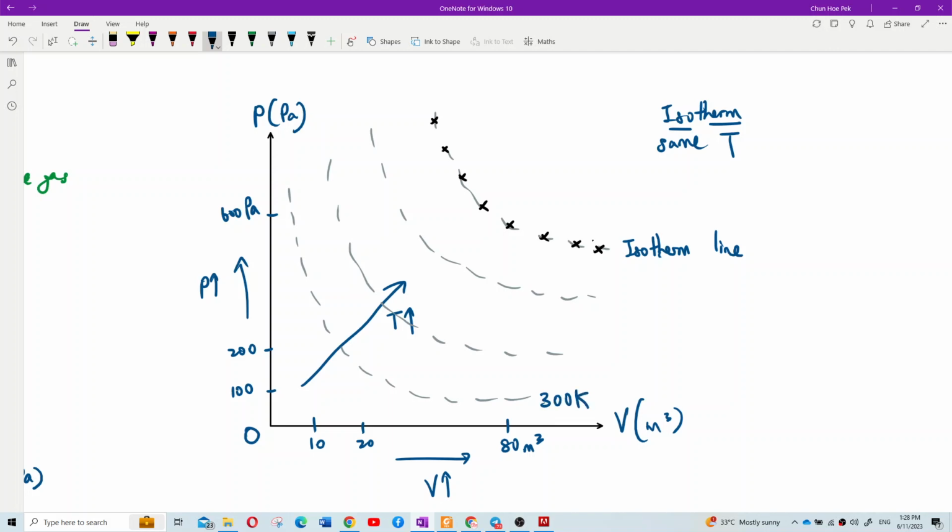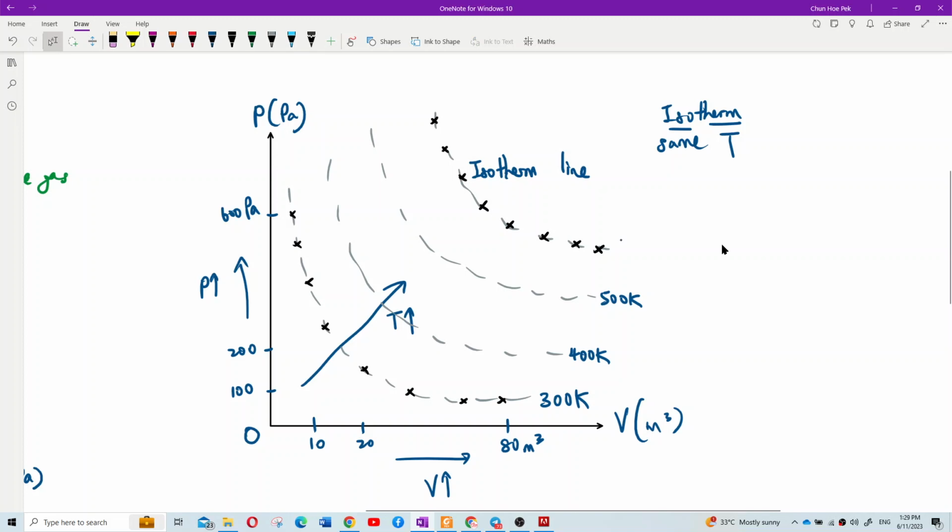So along this line, they all have the same temperature, 300 Kelvin. Make sure you use the SI unit Kelvin, not degrees Celsius. So all the points over here are 300 Kelvin, the same temperature. Understand or not, class? Going further up, maybe this is 400 Kelvin. Going up, this is 500 Kelvin. These are called isotherm lines. This maybe is 600 Kelvin.